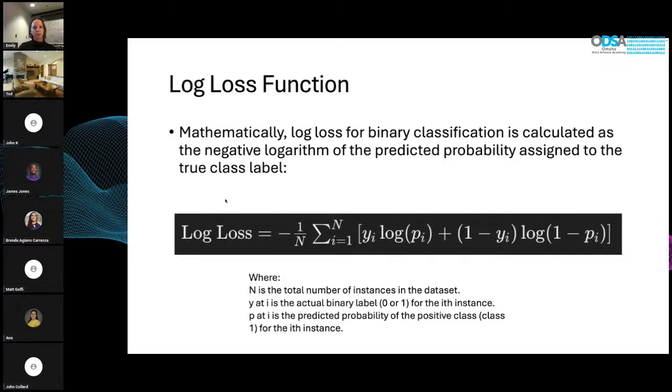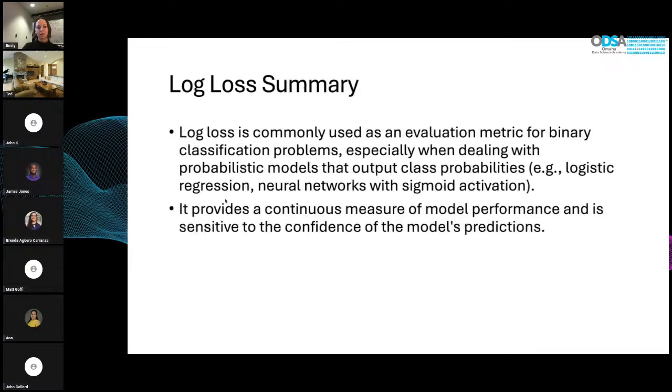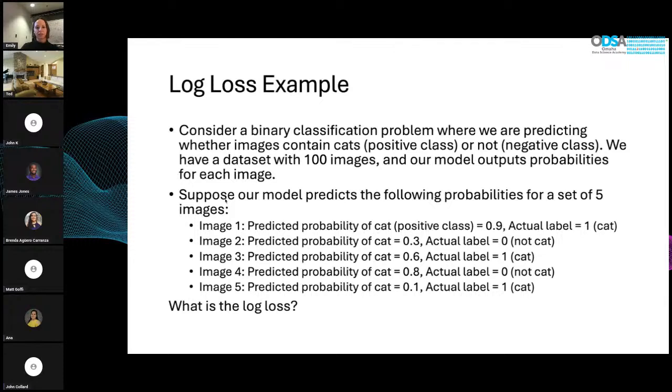So here's the formula again. Negative 1 over n, summing y times log p of i, plus 1 minus y times log of 1 minus p of i. Okay, you may have to open the slides. Or you can just look on the internet for the formula for log loss. I'm sure it'll come up.